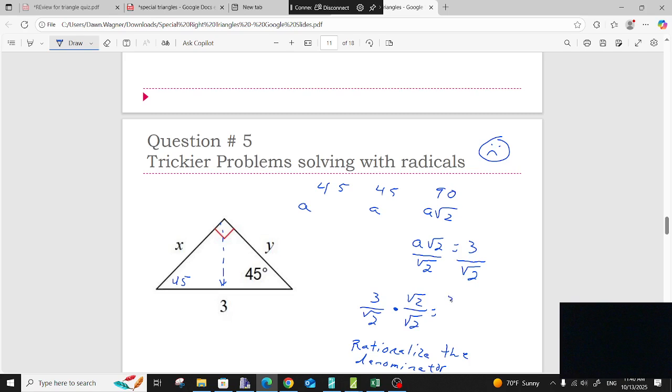So this would be 3 square root 2 over, what is the square root of 2 times the square root of 2? Square root of 4, which is 2. That is what you write for the answer right here. So we learned how to rationalize the denominator. You want to get a whole number in the denominator.